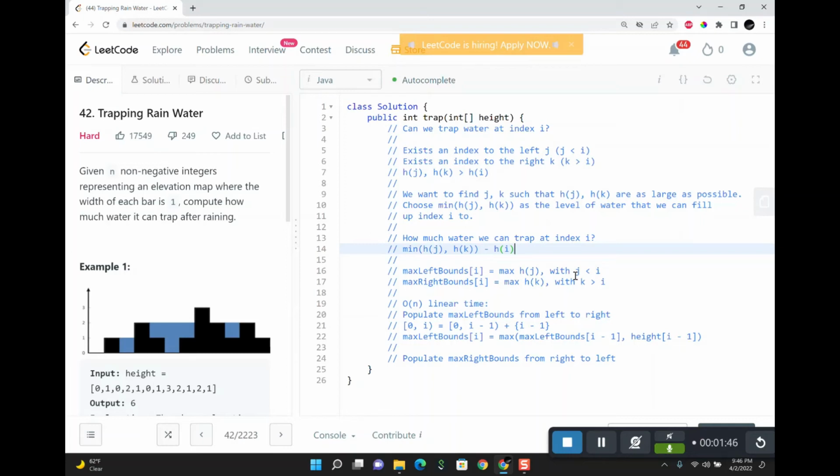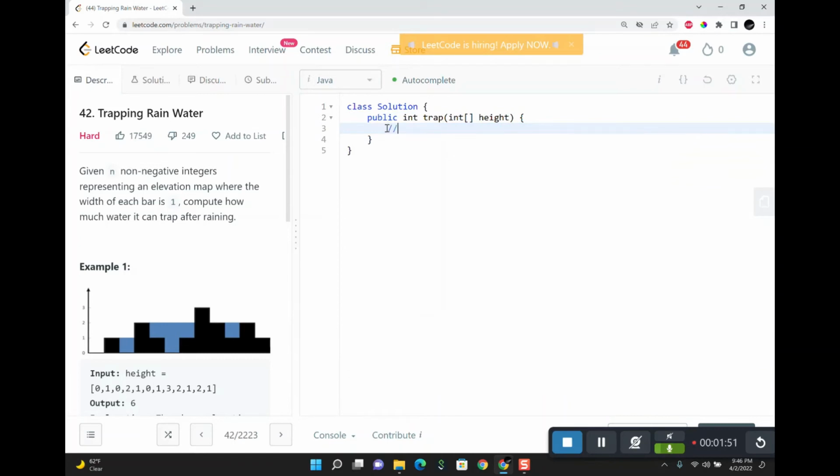So the first thing that we need to do is handle the base case, because we can't fill up water at the first and the last indexes. That should be obvious because the first index is not bounded to the left, the right index is not bounded to the right. So in the case that we only have the first and or last index, which means that height.length is going to be less than or equal to 2, we're going to return 0.